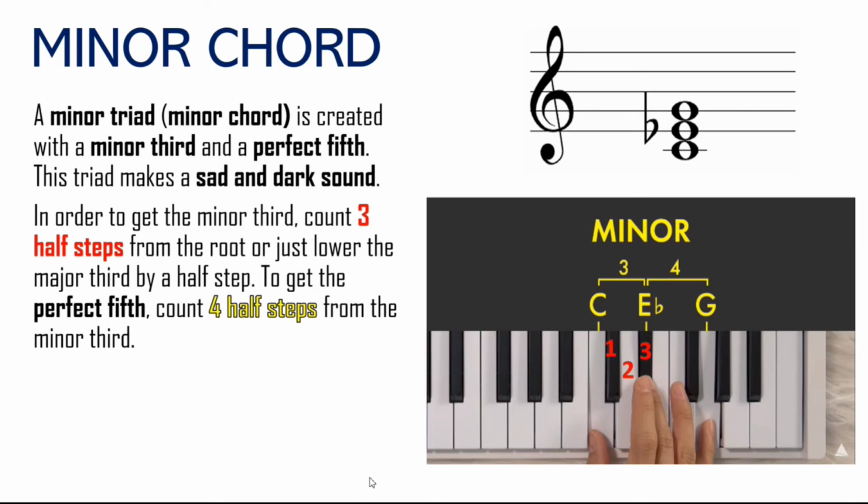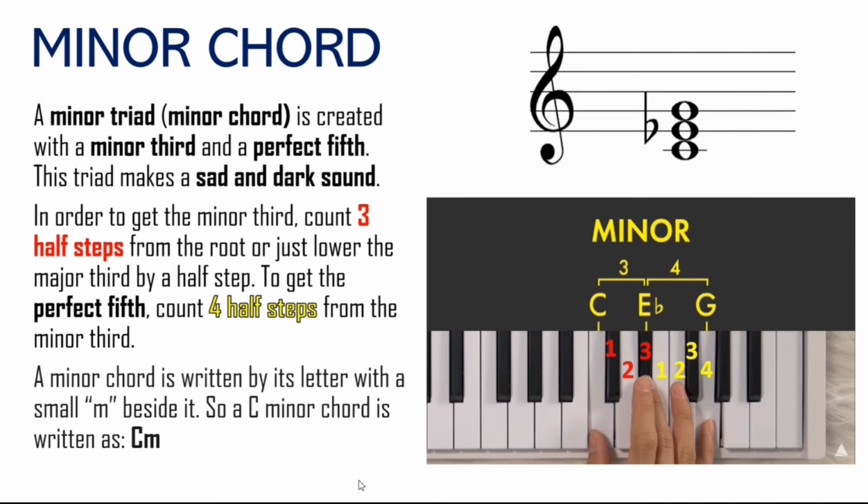To get the perfect fifth, count 4 half steps from the minor third. So 1, 2, 3, and 4. Our perfect fifth is a G. So the notes in a C minor chord are C, E flat, and G. A minor chord is written by its letter with a small m beside it. So a C minor chord is written as Cm, or C minor.